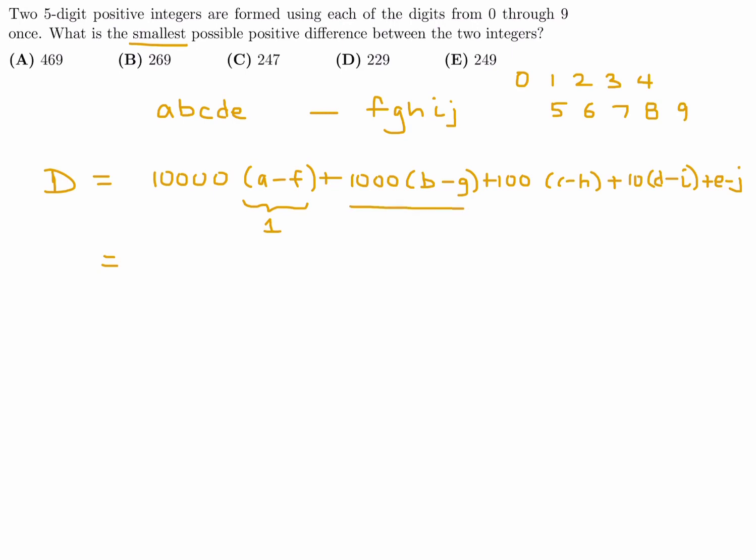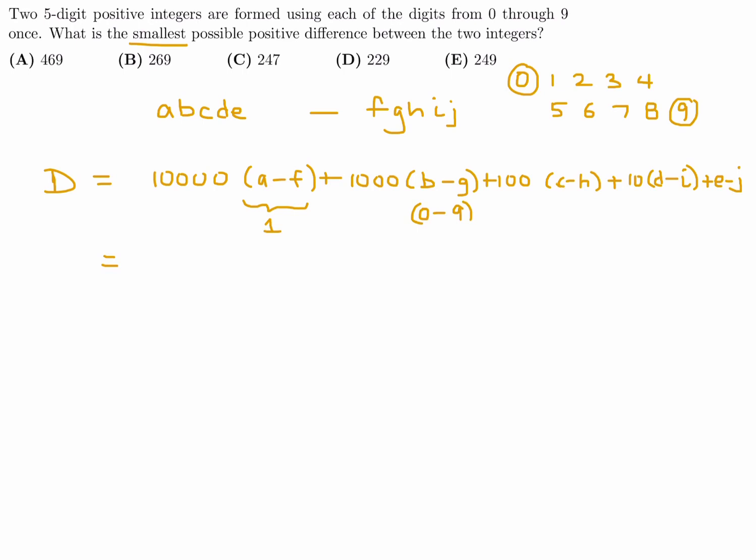Now, these other differences, however, I can make negative, because once I make those negative, then 1 minus a bunch of negatives will still be positive, but it should be as small as possible. So we have to make these negative, and we want to make them as negative as possible. So b minus g, I want to make that as big in magnitude as I can. The biggest I could possibly make it is 0 minus 9.